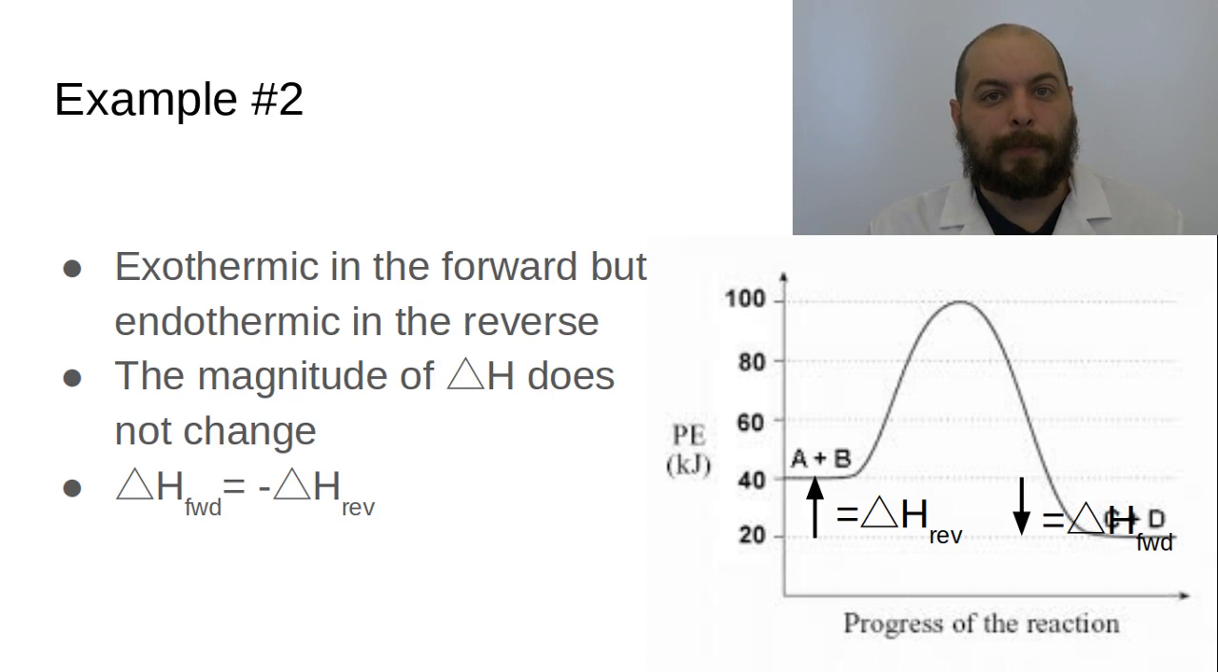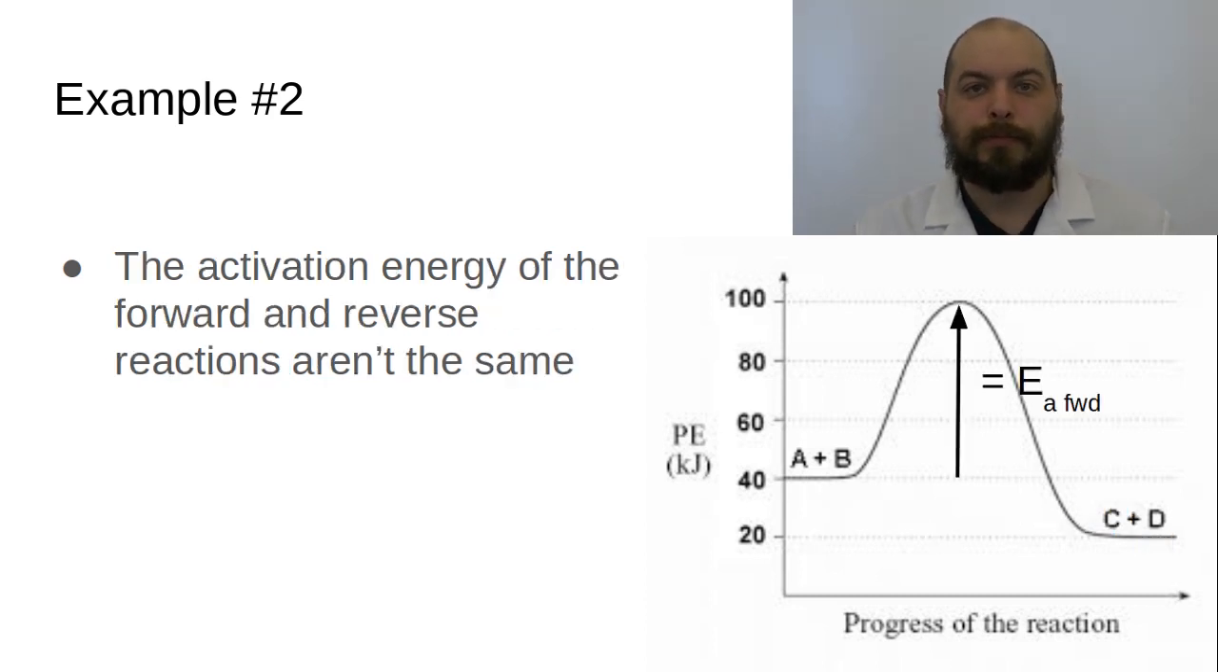Well, let's think about it. In the forward direction, this is an exothermic reaction because the products are going to be of lower potential energy than our reactants. But in the reverse, it's exactly the opposite. In the reverse direction, it's now endothermic. But what's awesome about this is the sign of delta H might change, but the magnitude didn't. So it's the same magnitude, just an opposite sign.